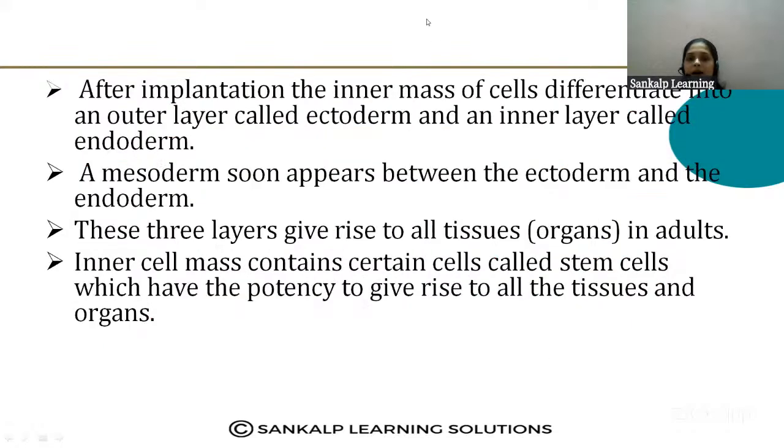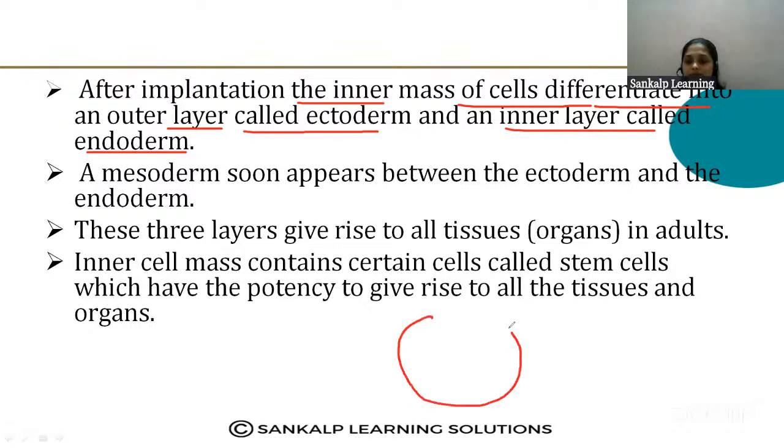Then after implantation, the inner cell mass differentiates into an outer layer called the ectoderm and an inner layer called the endoderm. And the mesoderm soon appears between the ectoderm and endoderm. So the inner cell mass develops into ectoderm, endoderm and mesoderm.